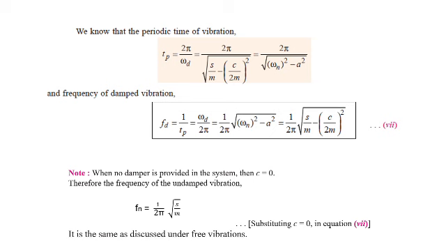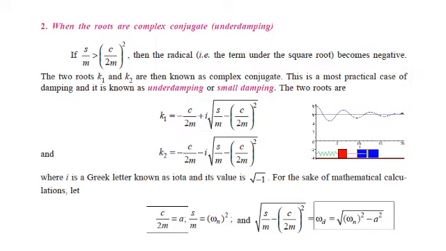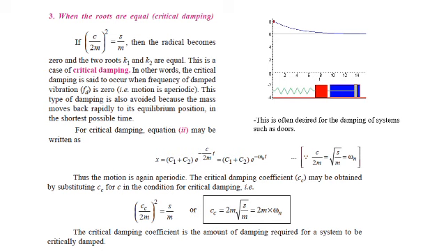With damper, just one term is added: 1 upon twice pi square root s by m minus the square bracket of c by twice m, squared. So remember this formula for frequency of damped vibration. In that, these two substitutions you also have to remember: c by twice m is equal to a, and omega d is equal to square root omega n square minus a square. These are required for further calculations while we are solving numericals.